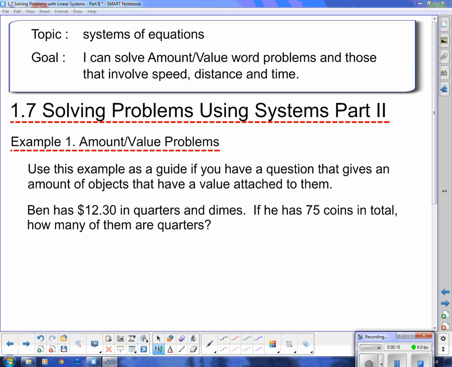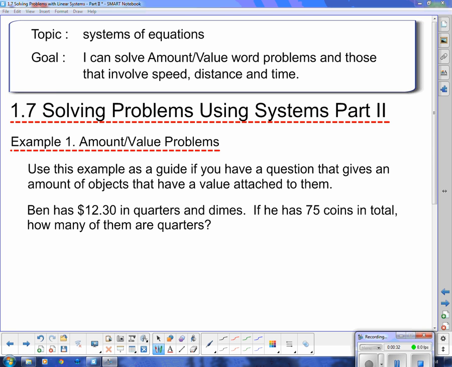Now, I'm just going to explain the amount value problems that we're going to look at, and I'm going to do two of them. I'm not going to do them in that graph chart like I did yesterday or at last note, but I am going to think of the graph process when I do this.